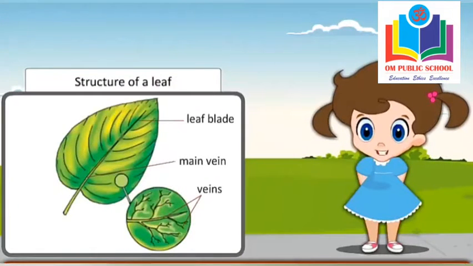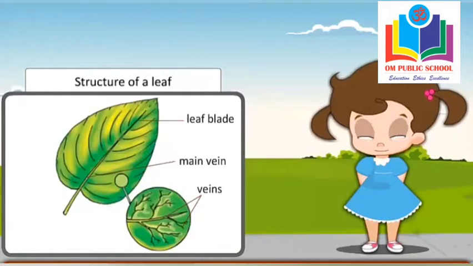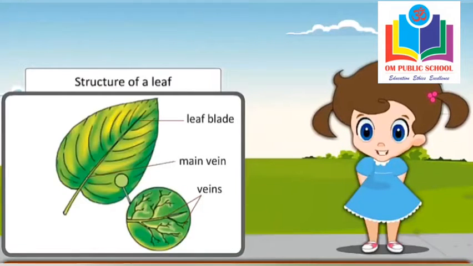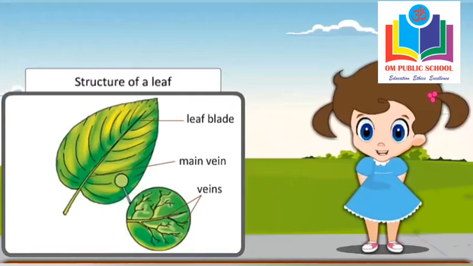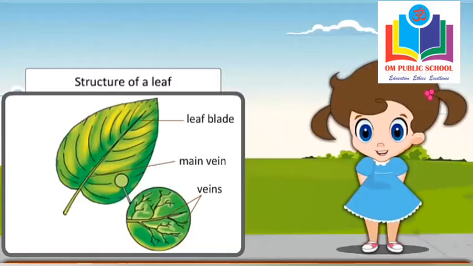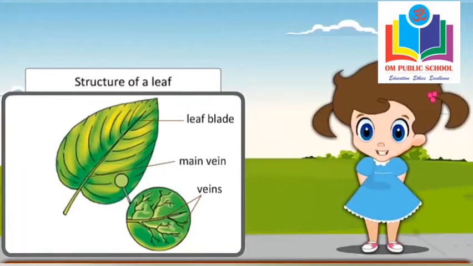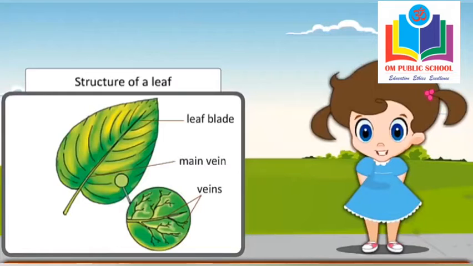Now I will tell you about the leaf. Leaf is the most important part of a green plant as it prepares food for the whole plant. In the picture also you can see the structure of a leaf. Leaves are also called the food factories of green plants because they prepare food, and a leaf has many parts. Now I will explain you the parts of the leaves. First one is leaf blade.